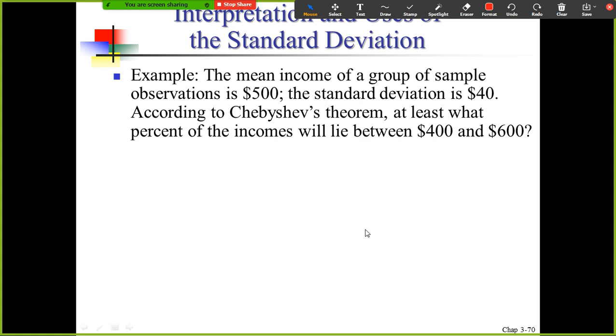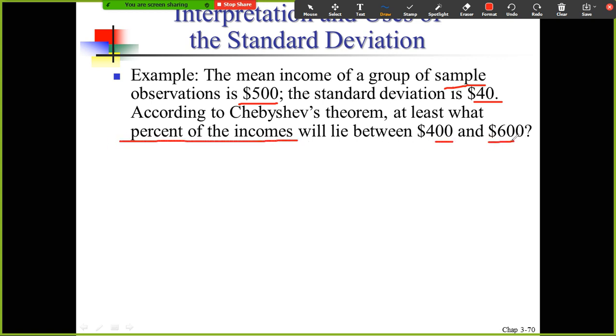Okay, I also have another example. The mean of the income of a group's data set is 500. A sample standard deviation is 40. According to Chebyshev's theorem, at least what percentage of income will lie between 400 to 600?